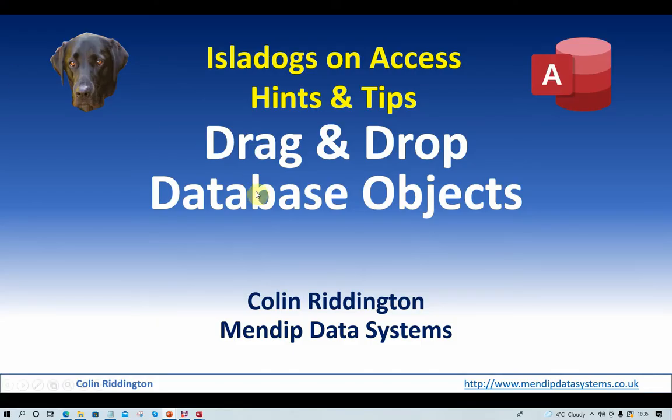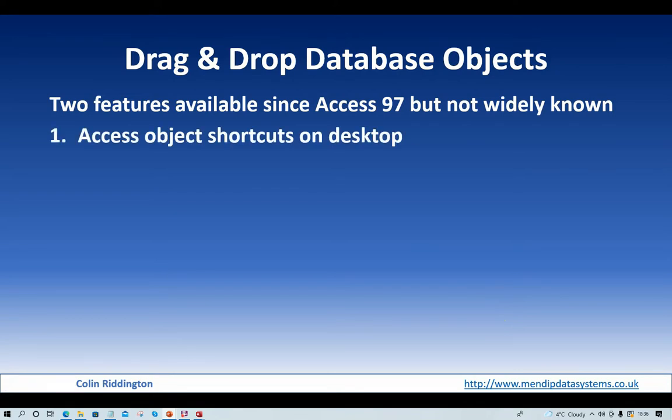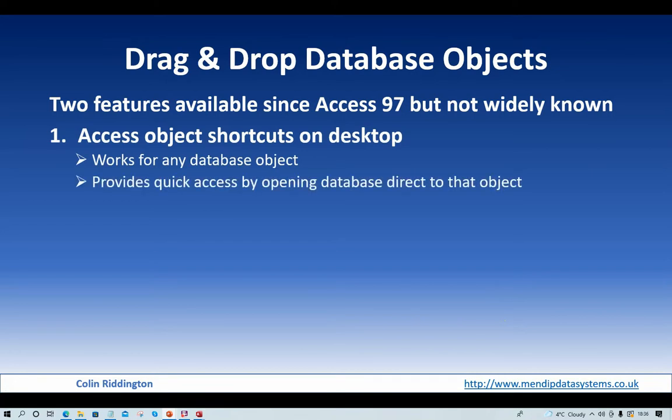Okay, back to my PowerPoint then. Let's just summarise what I've shown you. Two features that have been available since Access 97 but not widely known. First of all, Access object shortcuts on the desktop. Works for any database object, and provides quick access by opening the database directly to the object. And right clicking, as you saw, will allow you to choose whether you open the object in form view, datasheet view, design view, etc. You can also do quick printing by that method.